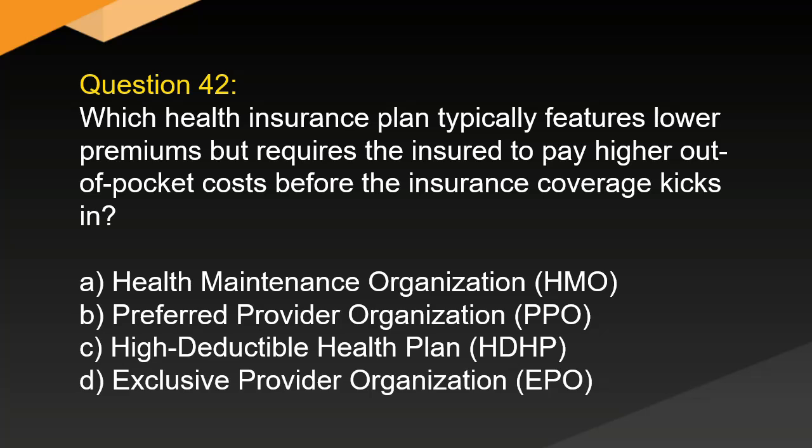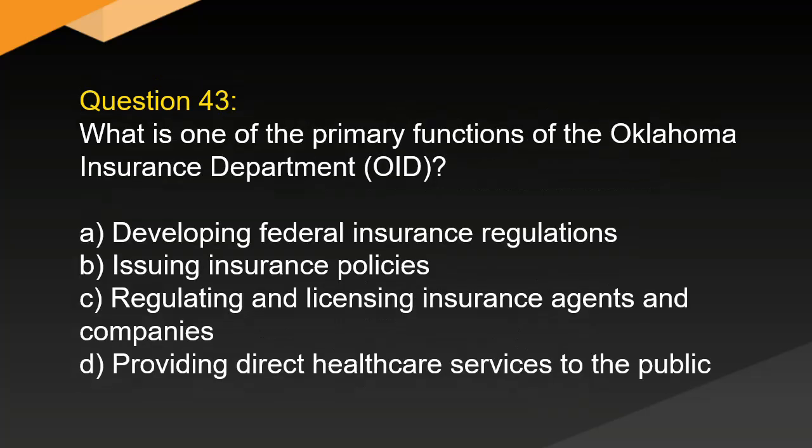A. Health maintenance organization, HMO. B. Preferred provider organization, PPO. C. High deductible health plan, HDHP. D. Exclusive provider organization, EPO. Question 43. What is one of the primary functions of the Oklahoma Insurance Department, OID? A. Developing federal insurance regulations.